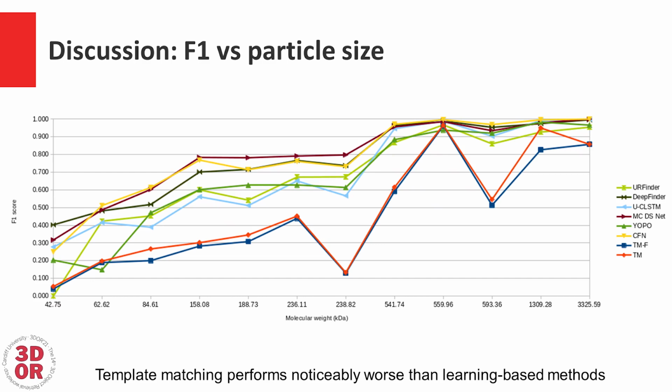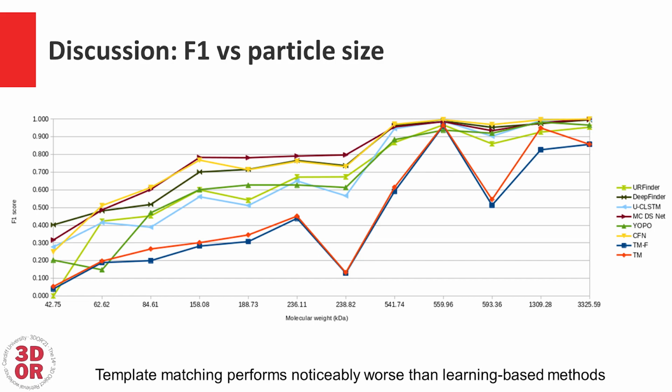First is the relation between particle size and F1 score. The x-axis in the figure is not scaled properly, but just sorted. We can see that there is a direct relation. Another confirmation that template matching, those two lines on the bottom, is performing worse than learning-based methods. There are a few notable extremes for template matching.